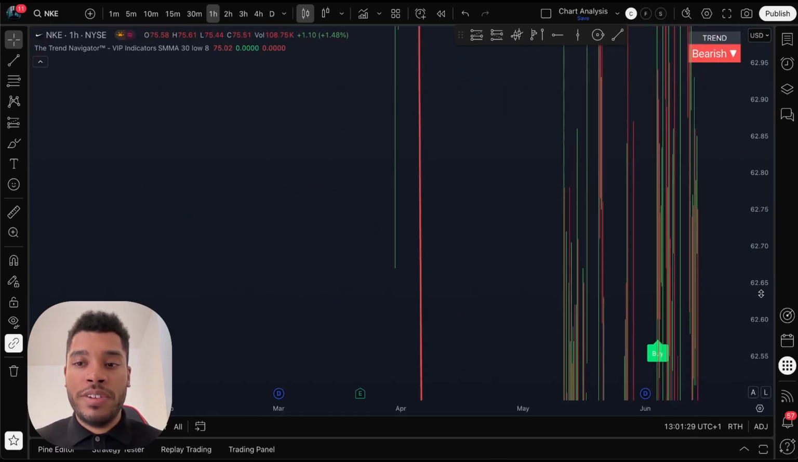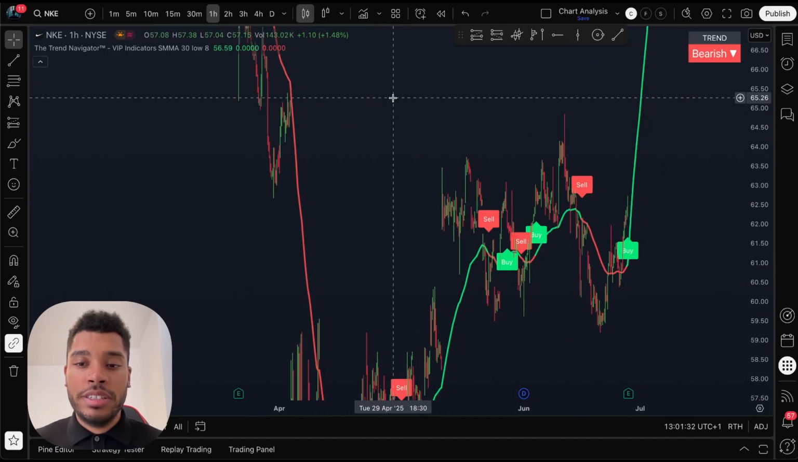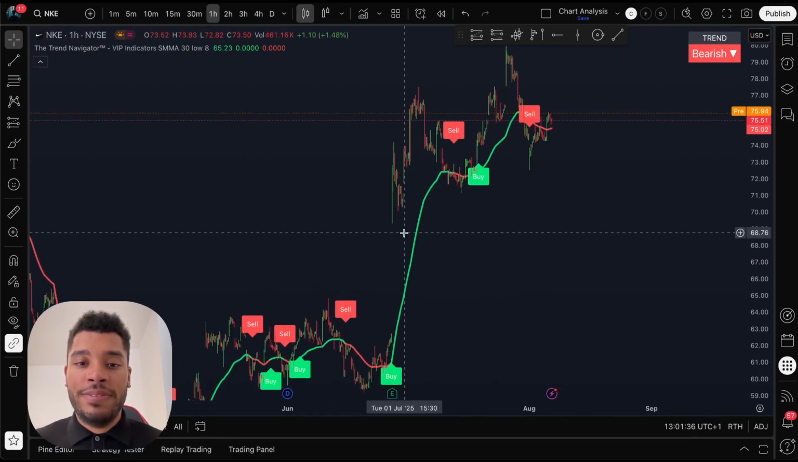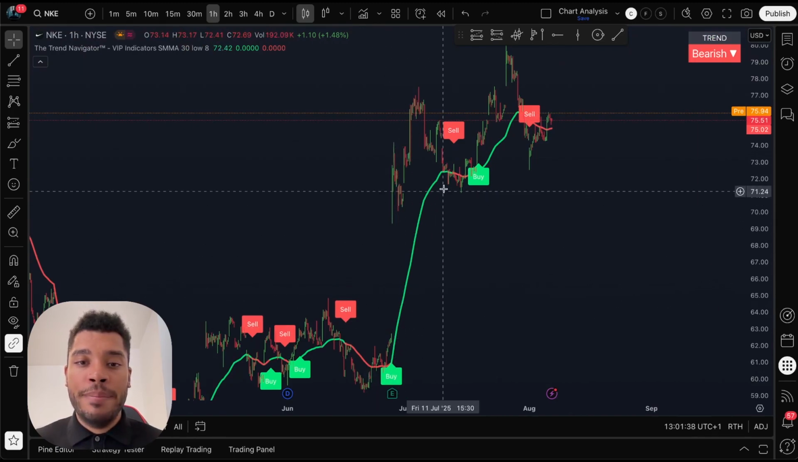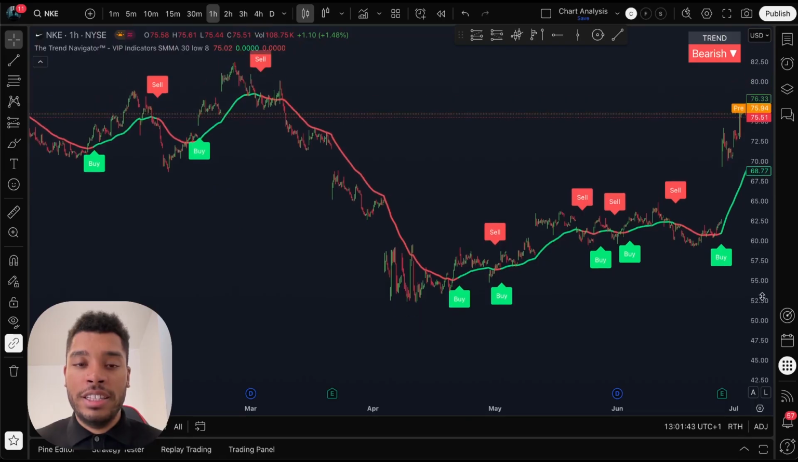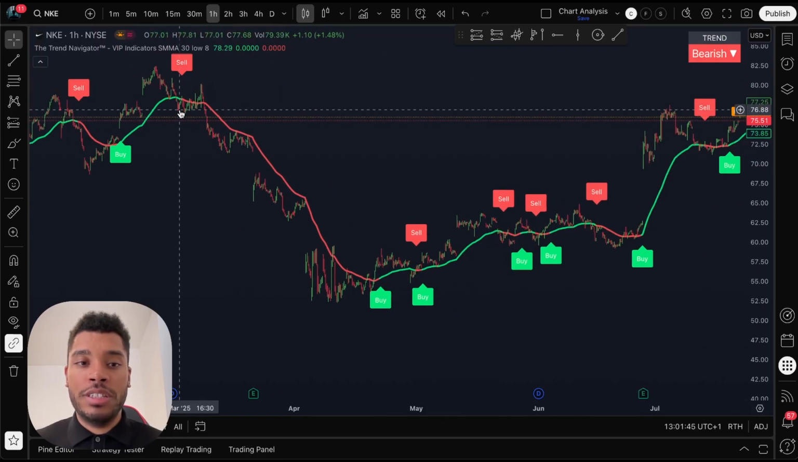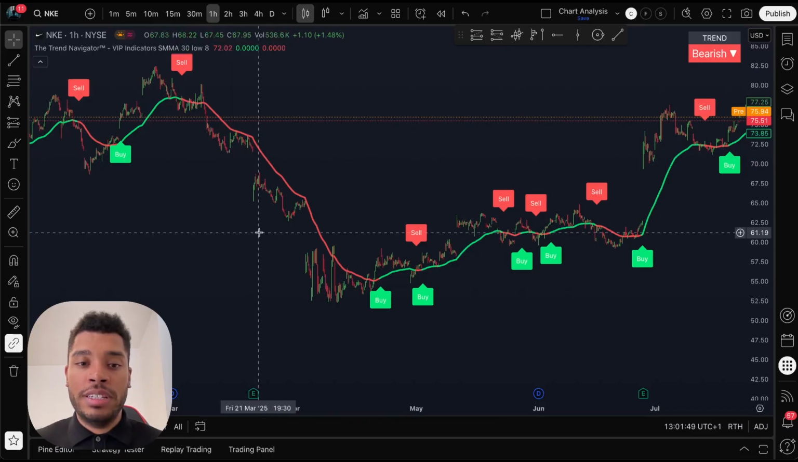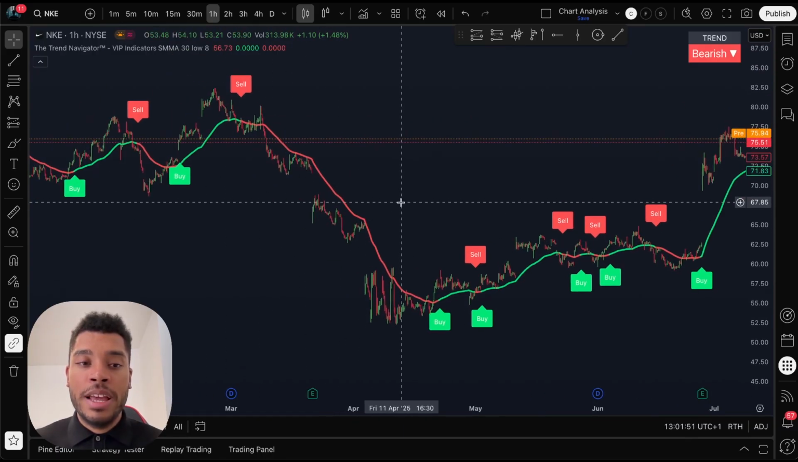In this case, we have Nike here, and again, as you can see, look at this. You will be able to enter here and then take advantage of this huge gap and find yourself in massive profits. And same thing in the opposite direction. In fact, as you can see, you will be able to enter a sell here and then profit from these 2 gaps that happen.